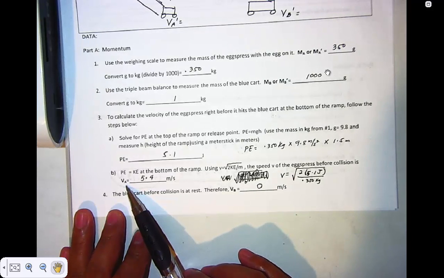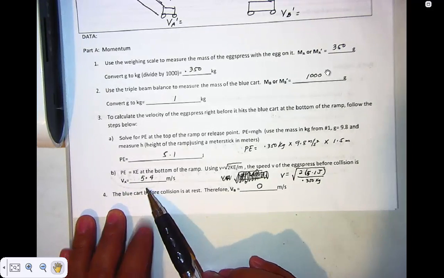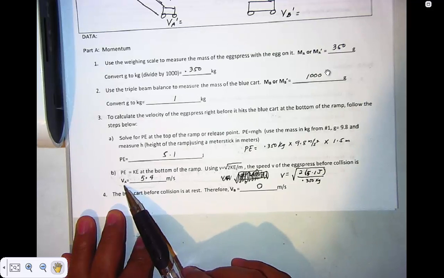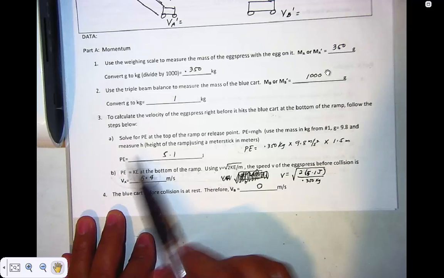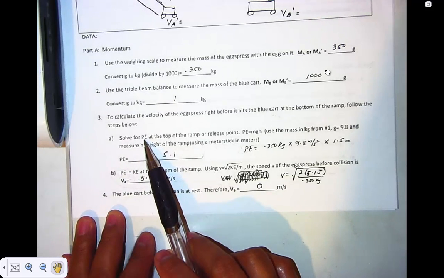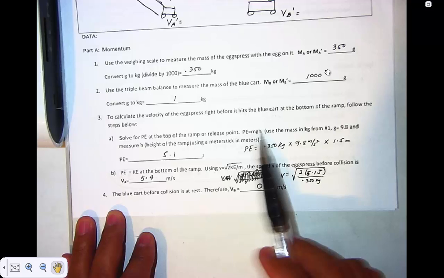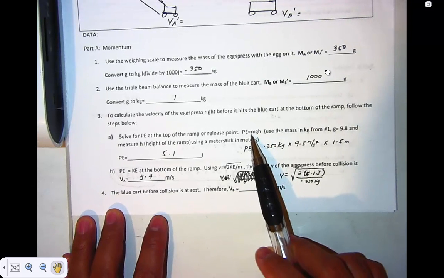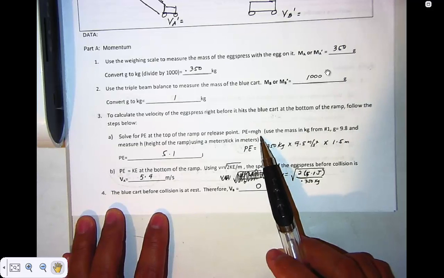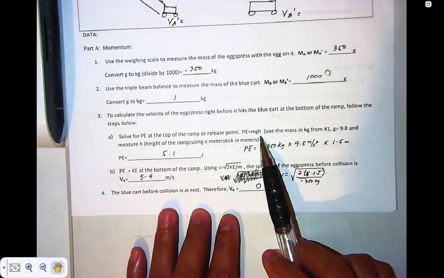VA of your project as it goes down the ramp. So in order to get this, we will review our law of conservation of mechanical energies. We will be using our PE equals KE. So at the top of the ramp, we will solve for the potential energy of your project. Mass of your project times 9.8 times the height of the ramp from the bottom or from the ground.